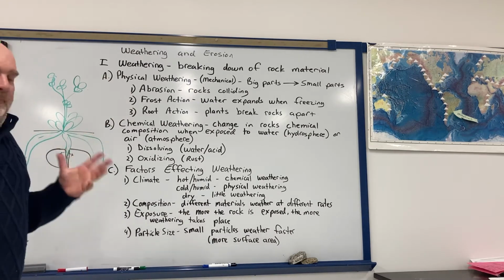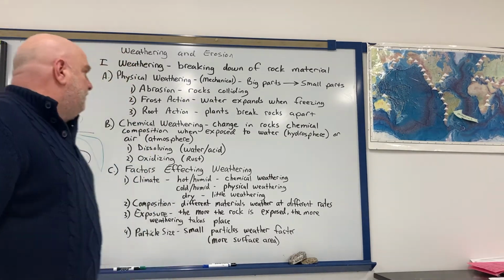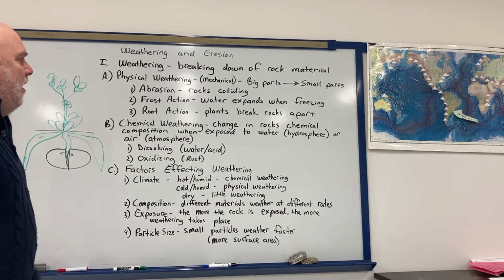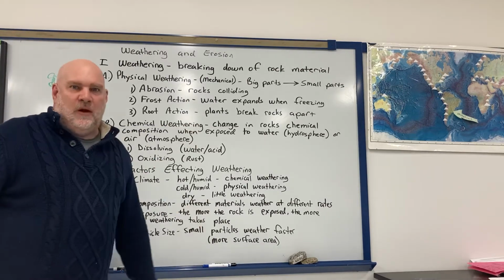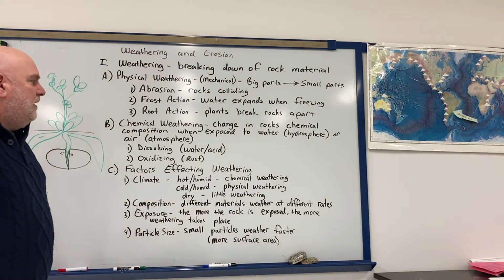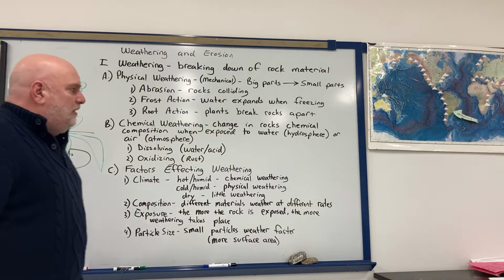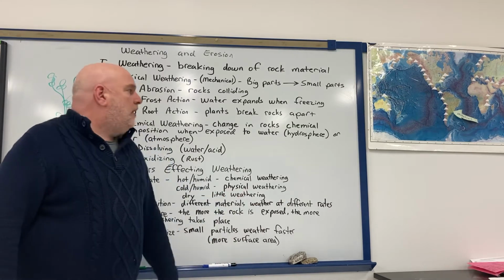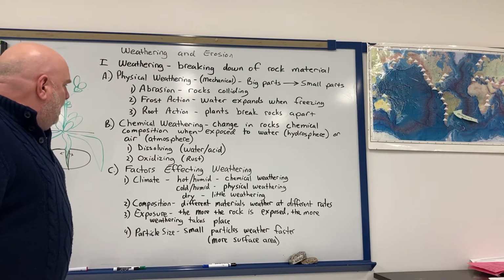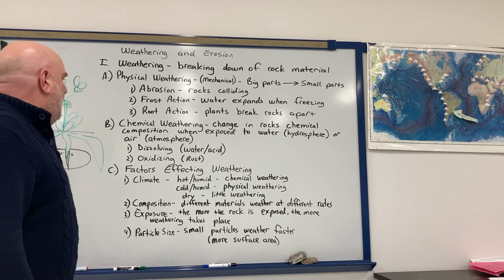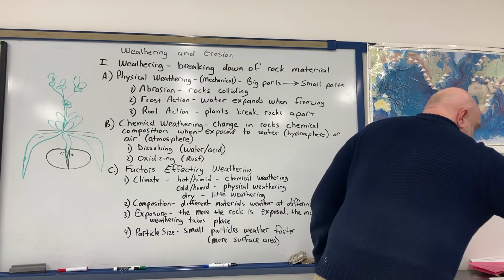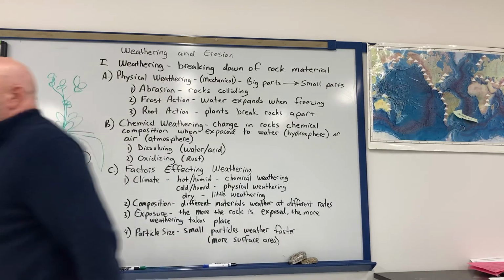I'm just taking something big and breaking it down into something small. All right. Chemical weathering is when the rock breaks down, but the chemical composition of that rock is changing. Right? So chemical weathering is changing a rock's chemical composition when exposed to water, which is the hydrosphere part of the earth, or air, the atmosphere. Now, there are different types of chemical weathering. Dissolving is one of them. So just like, all right, get a little bit of water here.